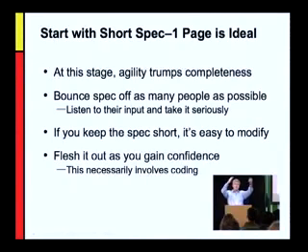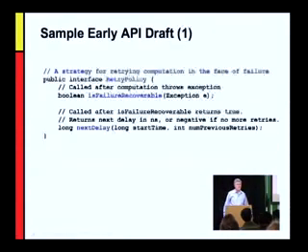If the whole thing's only a page long, you can do major refactorings in 10 minutes. If you keep the spec short, it's easy to modify. And you flesh that spec out only as you gain confidence that you're on the right track. And this necessarily involves coding. In particular, it involves coding to the API that you are defining. It doesn't involve implementing the API. It involves pretending it's already been implemented. So what does it look like when you do it right?